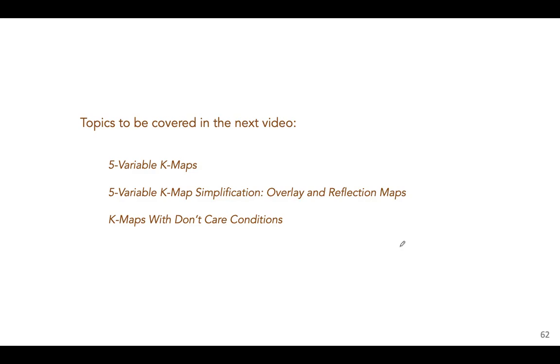Now in part 2 of this topic, in the next video, we are going to talk about 5 variable K-maps, and then we'll see how to simplify these 5 variable K-maps. Specifically, we'll talk about two main representations of 5 variable K-maps, which are overlay maps and reflection maps. And then we'll talk about K-maps with don't care conditions. So we'll see what these don't care conditions are and how to deal with them when they arise in a given K-map.